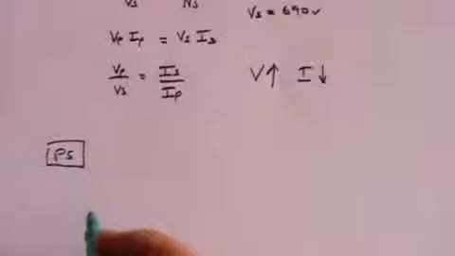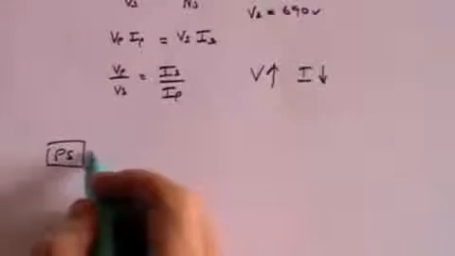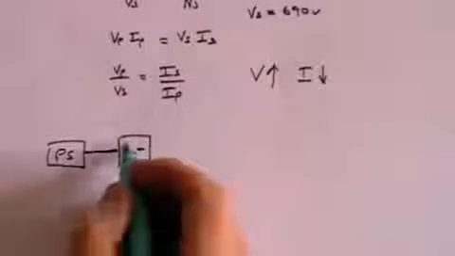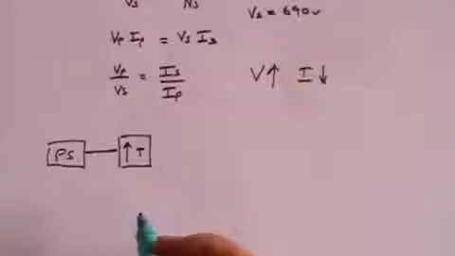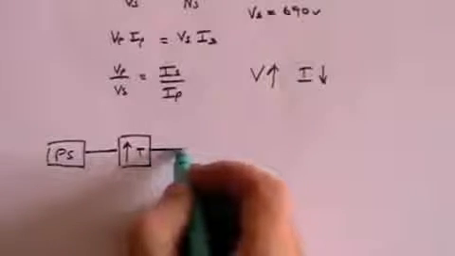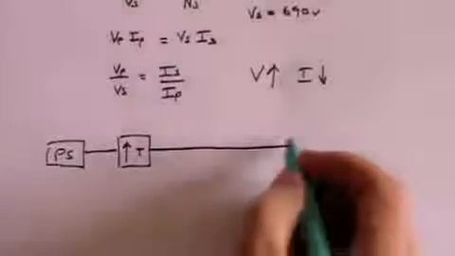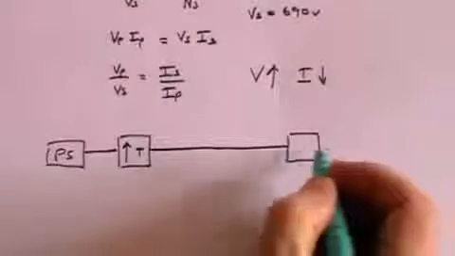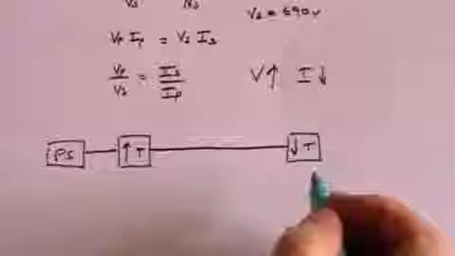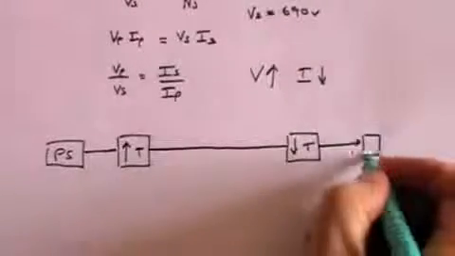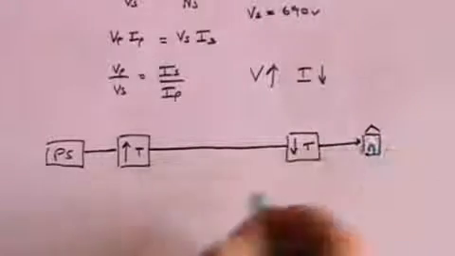We start with a power station where alternating current is generated. That is then sent to a transformer which will push the voltage up to a very high voltage, hundreds of thousands of volts. And then that current is carried across the lines that go across the country until it gets to another transformer where the voltage is stepped back down again, and then that voltage is supplied to your home.